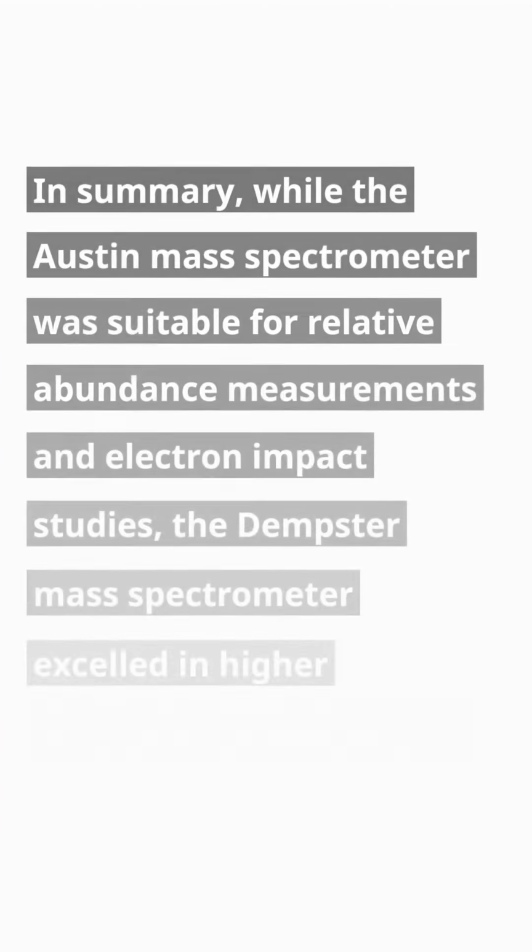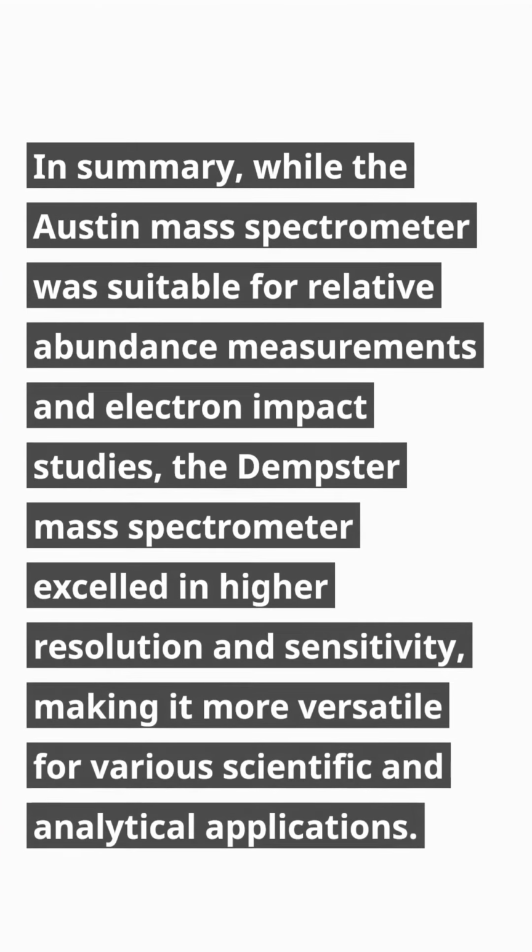In summary, while the Austin mass spectrometer was suitable for relative abundance measurements and electron impact studies, the Dempster mass spectrometer excelled in higher resolution and sensitivity, making it more versatile for various scientific and analytical applications.